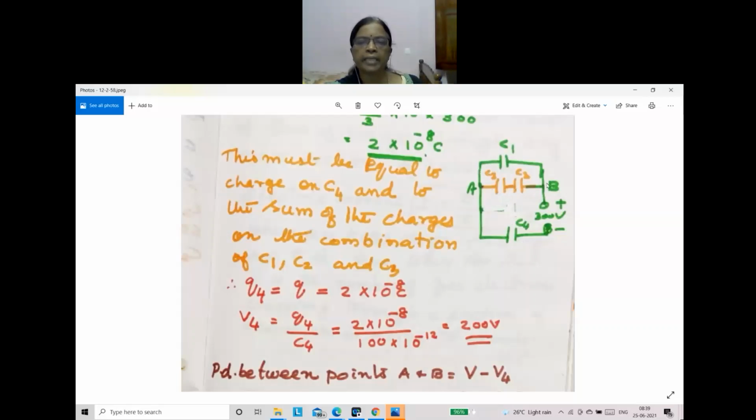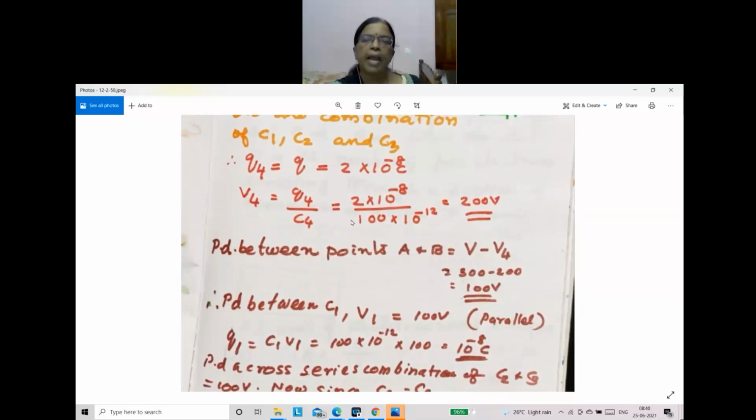This combination is connected in parallel. So 100 will come across, just like we apply a potential difference of 100 here. It acts like a 100 volt potential difference applied between A and B. So 100 is across C1 and 100 is across this combination C23 also. The potential difference between points A and B is 100.